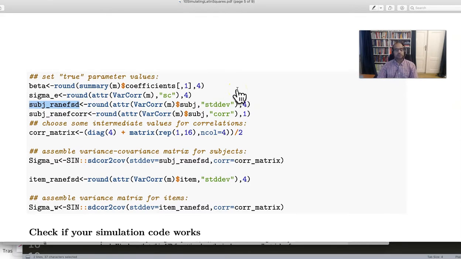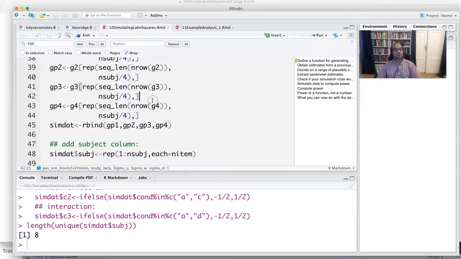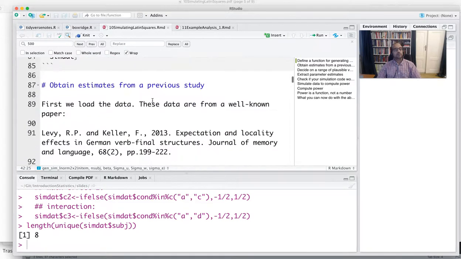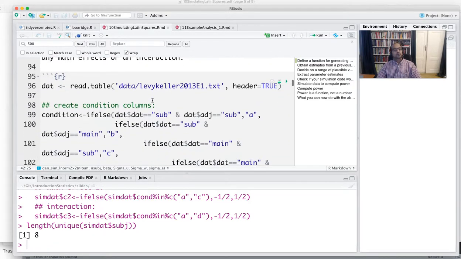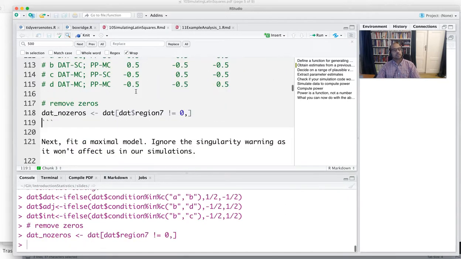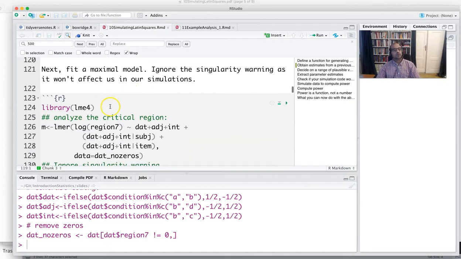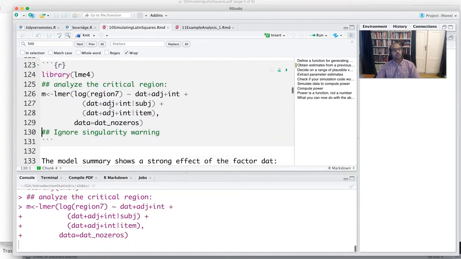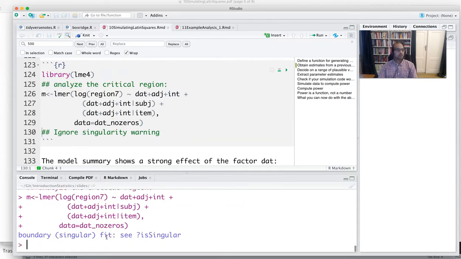Okay, so let me explain what's going on here. So let me just fit this model. Where's the data? Here's the Levy and Keller data. So let me set it up, and once I've set it up, I'm going to fit this maximal model and show you what I get. It takes a few seconds to fit this model.